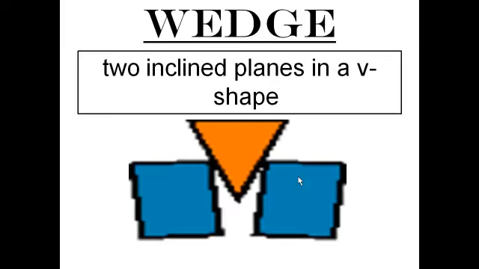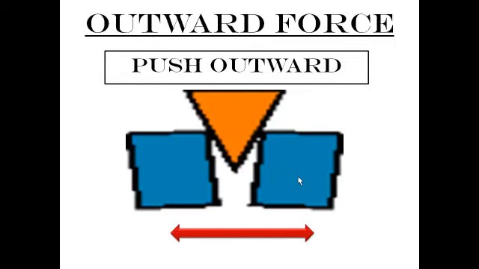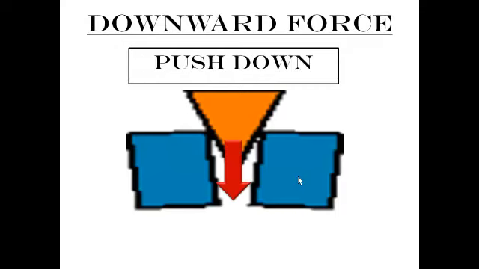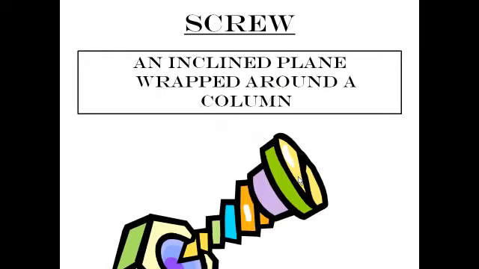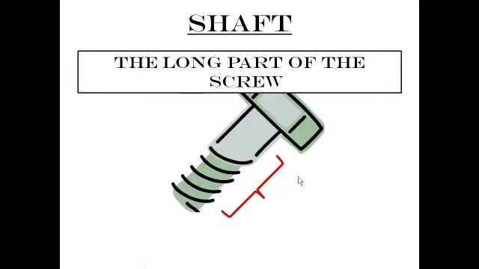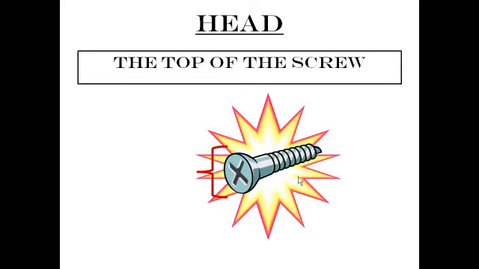The wedge. This is two inclined planes shaped in a V shape. Now this could be a knife, an axe. Outward force is used to push two surfaces out. The wedge pushes those apart. Downward force is where you push it down and it spreads those two parts out. The screw. This is an inclined plane wrapped around a column. The shaft is the long part of the screw, and the head is the top of the screw.